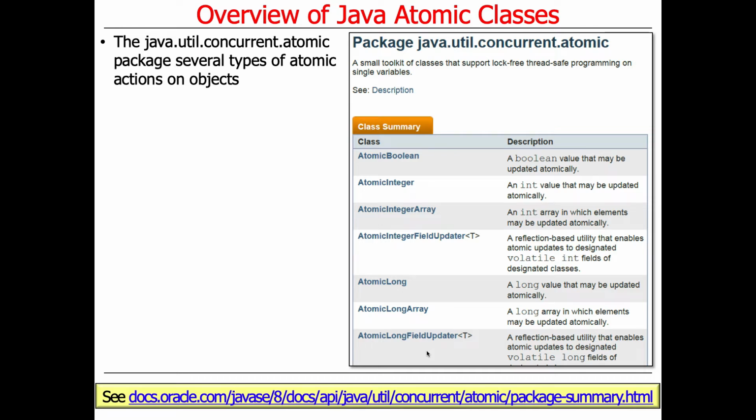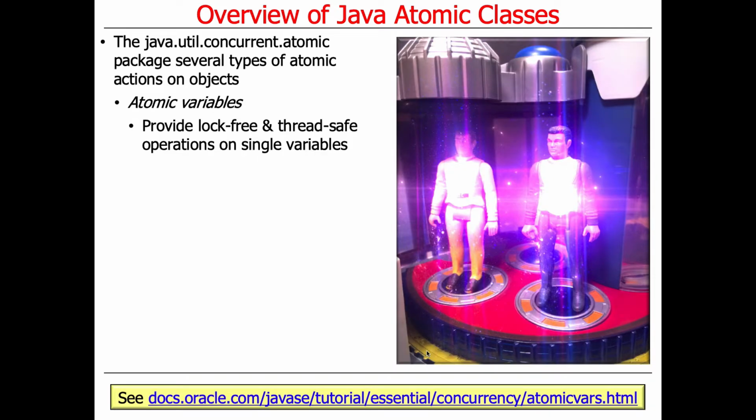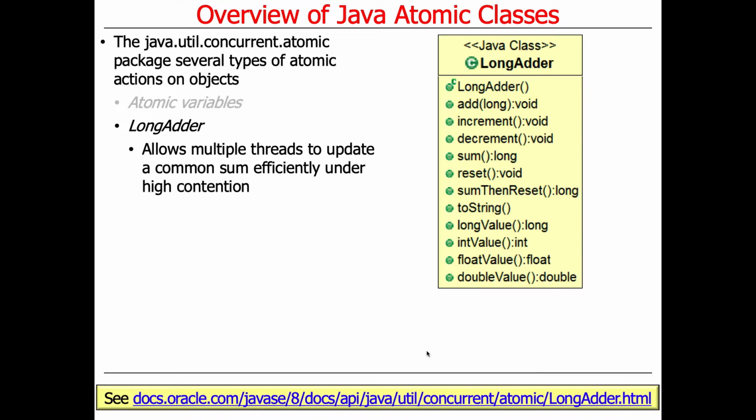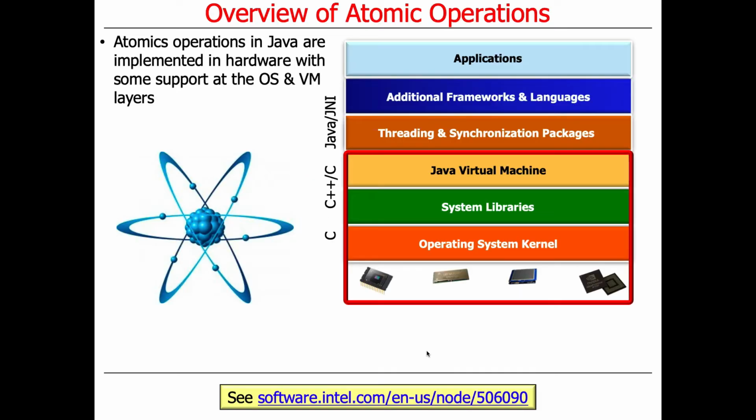There's a whole bunch of different atomic classes in the java.util.concurrent.atomic package. There's atomic variables, which give you lock-free, thread-safe operations on single variables. So, for example, AtomicLong supports atomic compare and swap operations called compareAndSet. We'll talk about that. There's something called LongAdder, which allows multiple threads to update a common sum efficiently, even if it's highly contended. We're not going to talk a lot about that. Let's talk about atomic operations.